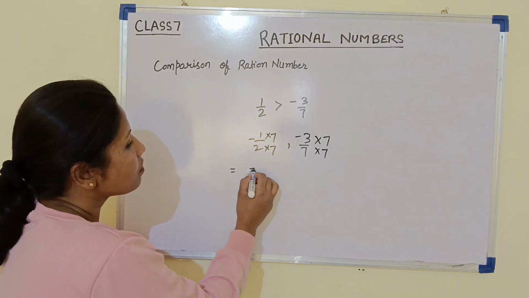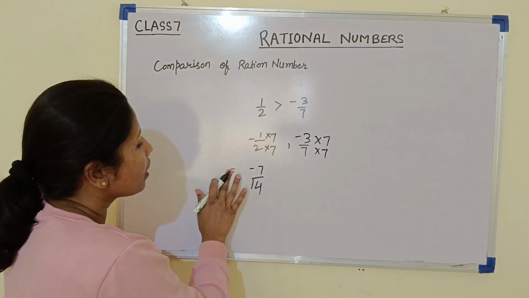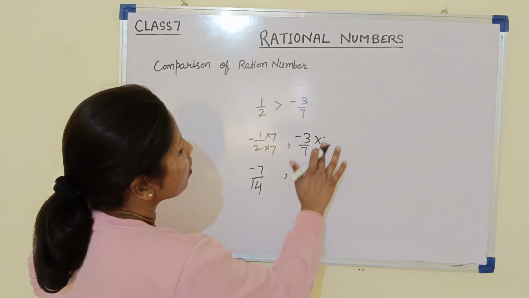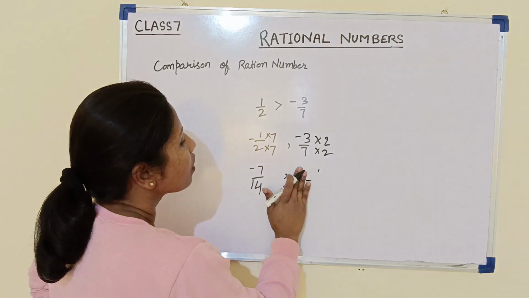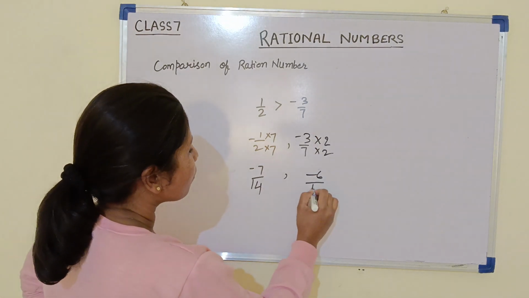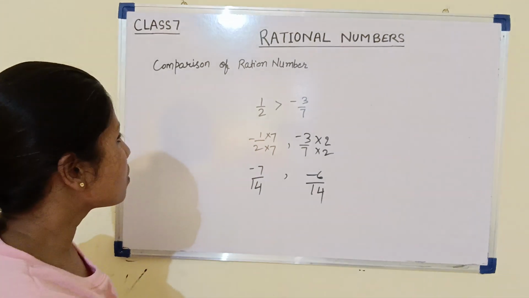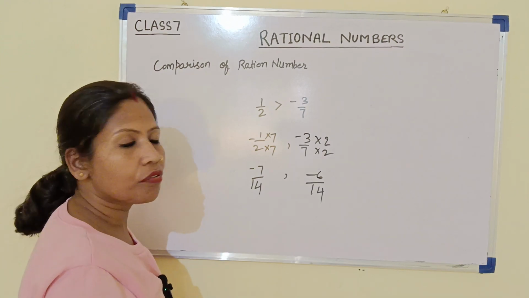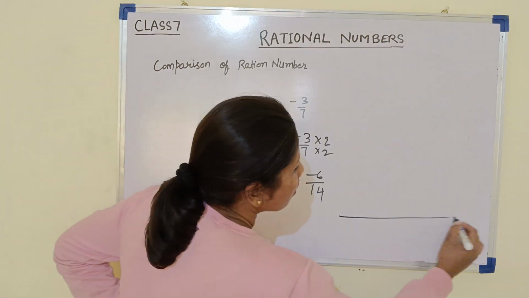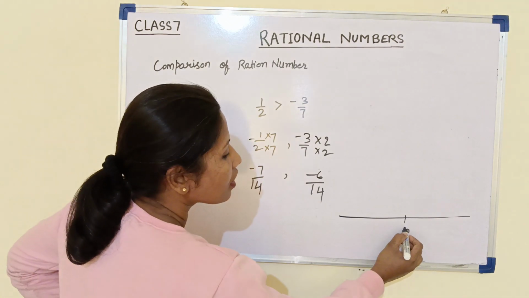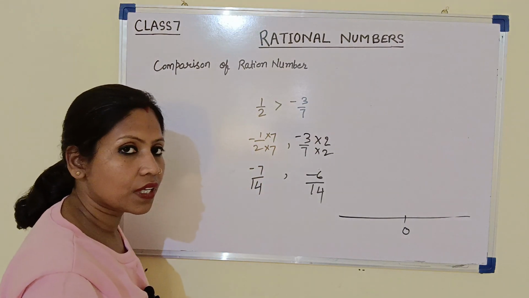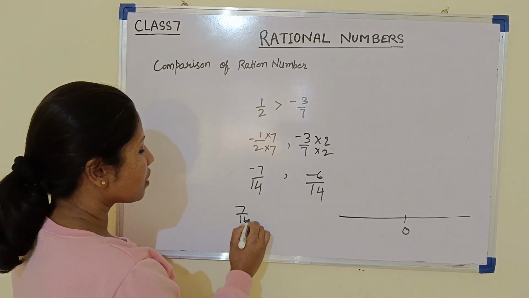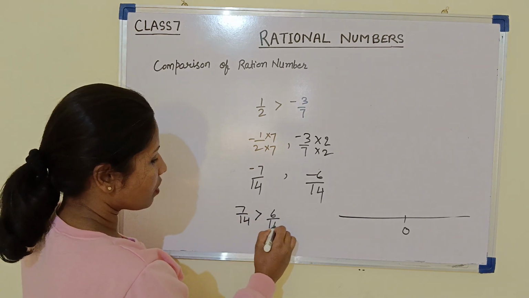Okay, this will be -7 by 14, and this will be -21 by 2, and 2 here. This will be -6 by 14. Okay, so this is -6 by 14 and here -7 by 14. So which will be greater? Keep in mind that these are negative fractions, negative rational numbers. If it would be positive, then we could write 7 by 14 is greater than 6 by 14.